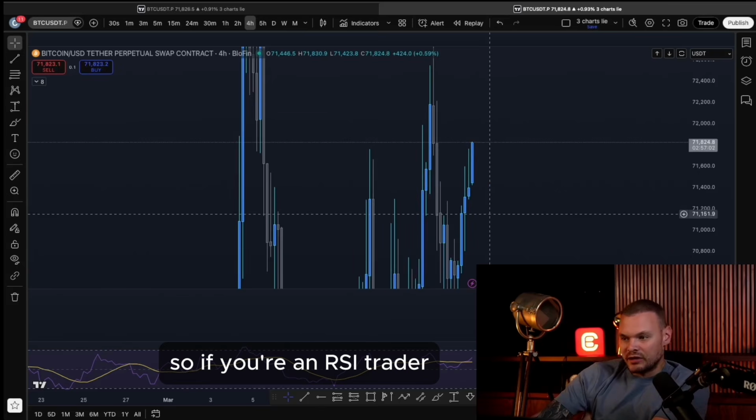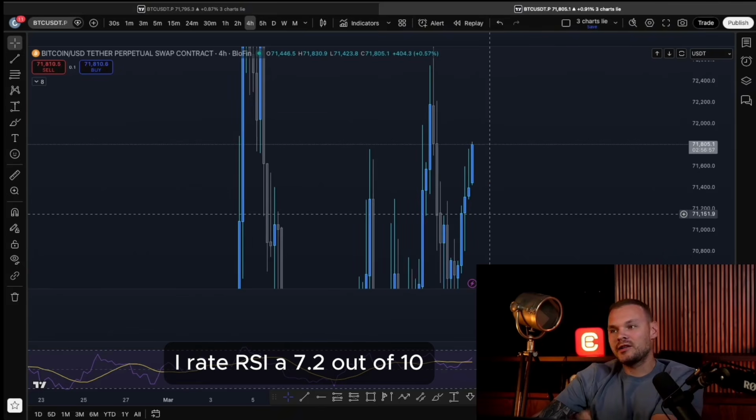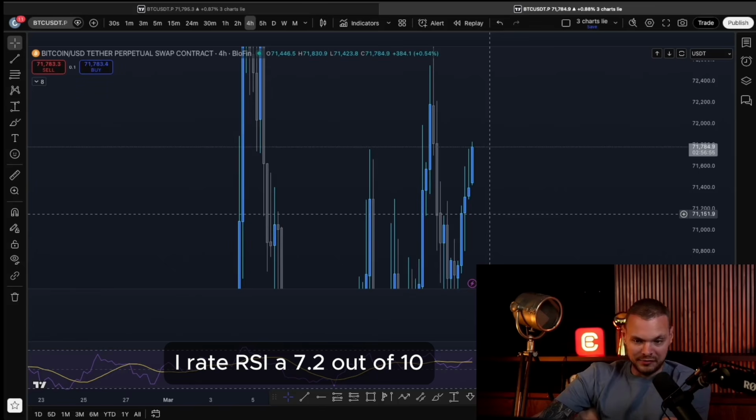So if you're an RSI trader, it's a pretty good metric. I rate RSI a 7.2 out of 10.